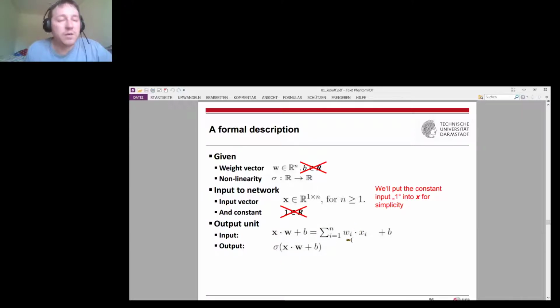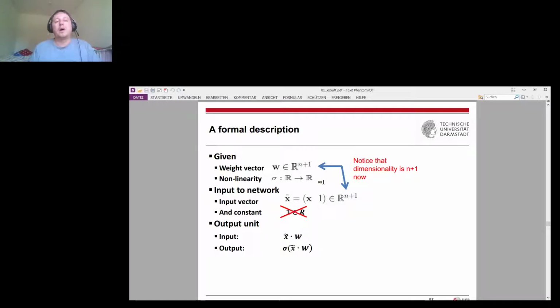Now, for mathematical convenience, we can remove our b, our bias weight, and we also remove our constant input 1. This is just for mathematical ease. We're not changing anything. It's mathematically equivalent. We're just rewriting it so that it becomes more convenient. So we rewrite this b into our weight vector. So then our weight vector lies in R to the n plus 1.